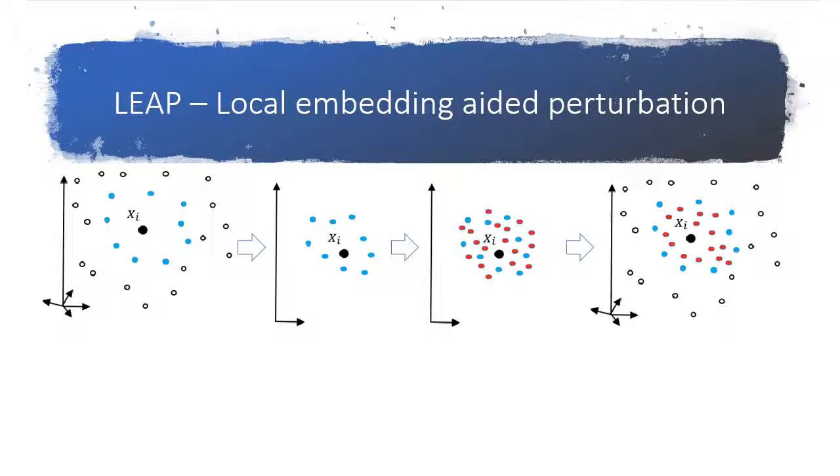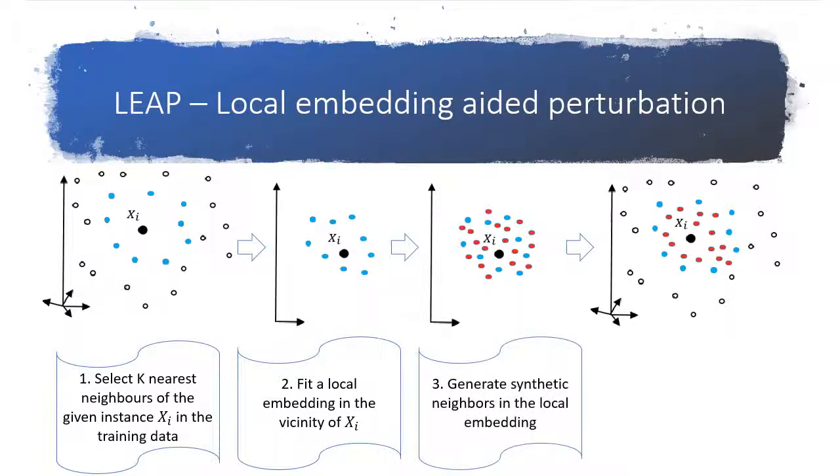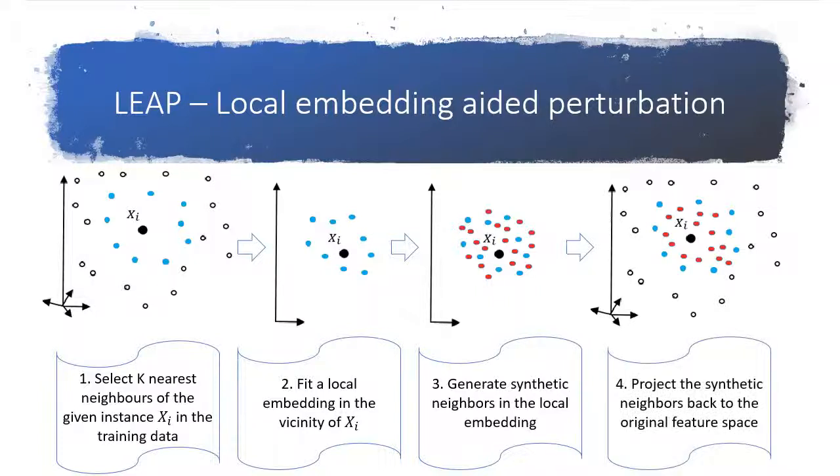Our proposed method consists of 4 steps. The first step is to select k nearest neighbors of the given instance in the training data, and then fit a local embedding using the k nearest neighbors. And then we generate the synthetic neighbors in the local embedding. And the last step is to project the synthetic neighbors back to the original feature space.